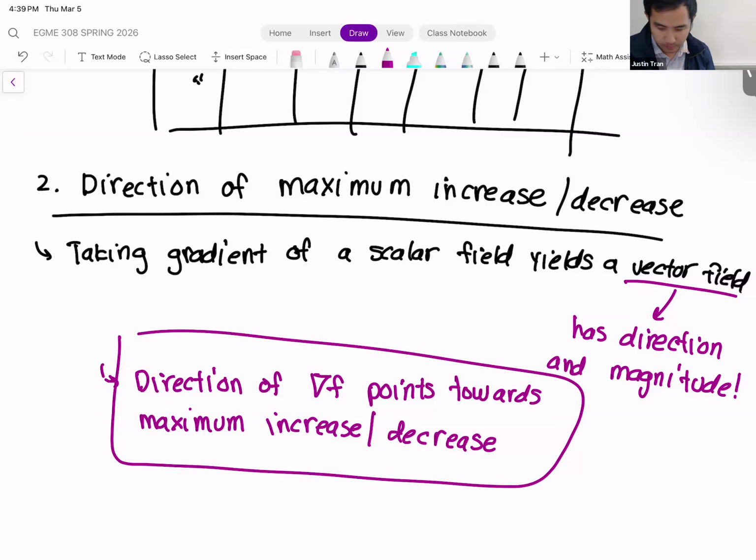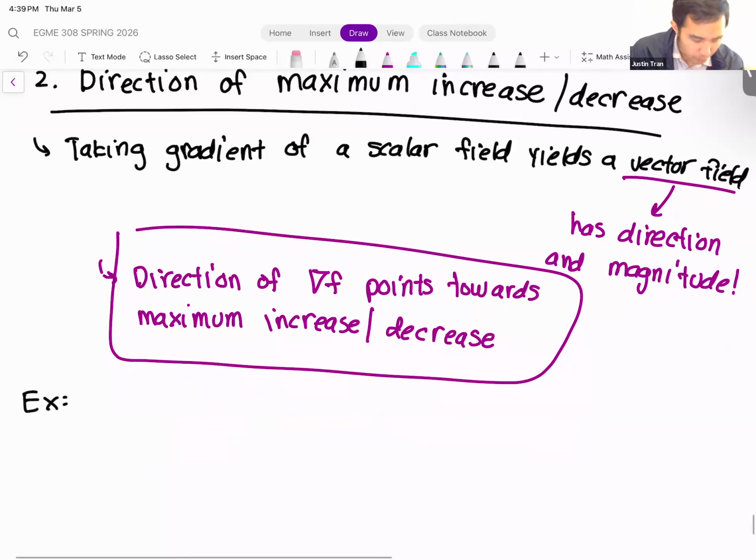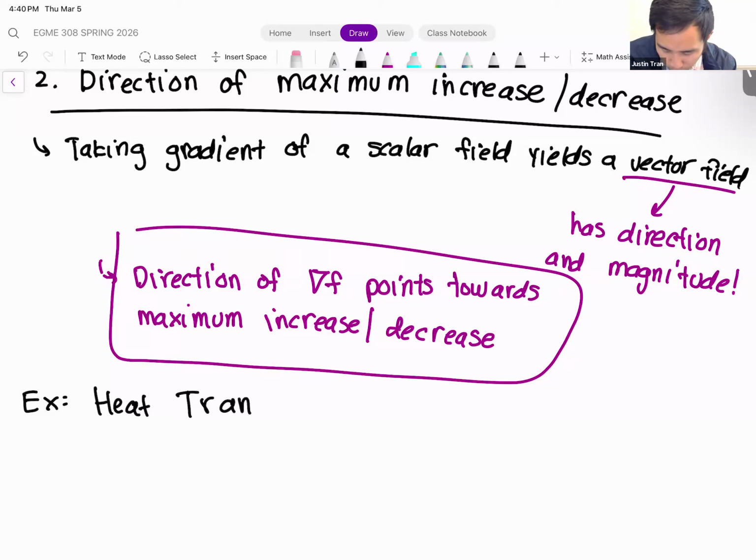All right. So let's see an example of this. For this example, we're not really going to do any numbers here, we're just going to talk about it. So let's talk about heat transfer again. If you are a mechanical engineer, you know that we have a heat transfer class, EGME 407, so for an entire semester you will learn heat transfer. But I will summarize the entire class for you in one statement here. That's all you need to know about heat transfer.